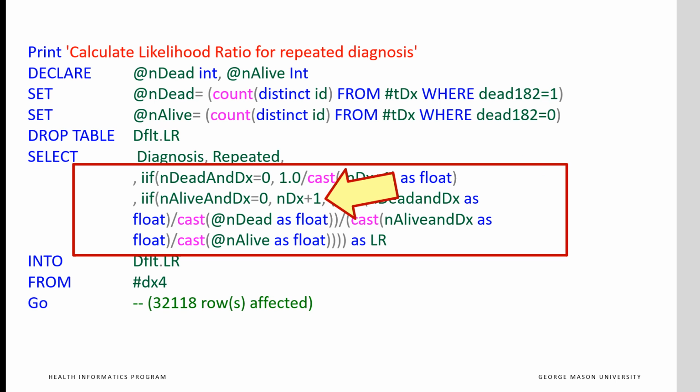Next, we take care of the situation where all of the patients with the diagnosis are alive. In this situation, the likelihood ratio is calculated as 1 plus the number of cases with the diagnosis. Finally, we calculate the likelihood ratio as the proportion of dead people who have had the diagnosis divided by the proportion of alive people who have had the same diagnosis. Note that for these calculations to work, we need to cast all integer values into floats.